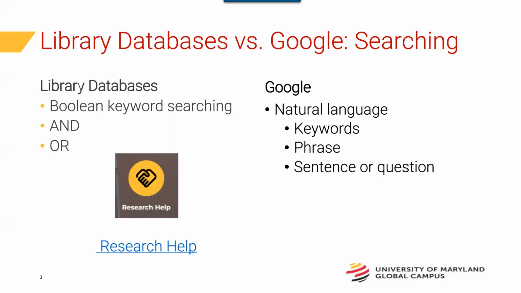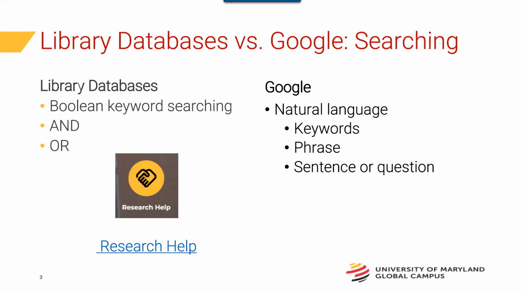Searching. In library databases, we use Boolean searching, a special way of combining keywords with and or. If you've taken the UMGC class Libs 150, then you've learned about Boolean searching. You can also review this important skill on the library website under Research Help.